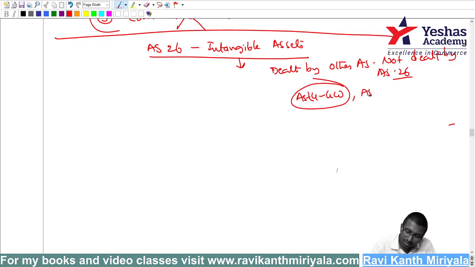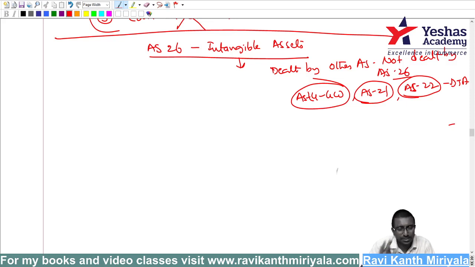In Accounting Standard 21, that is consolidation goodwill. If you are doing consolidation and goodwill is arising, it is not dealt with by that standard. Even deferred tax asset is considered an intangible asset, but that is also not dealt with here because there is a specific standard. If there is an intangible which is not dealt with by any other standard, then you come to Accounting Standard 26. That is the first scope, a small point. Other points are not that important.